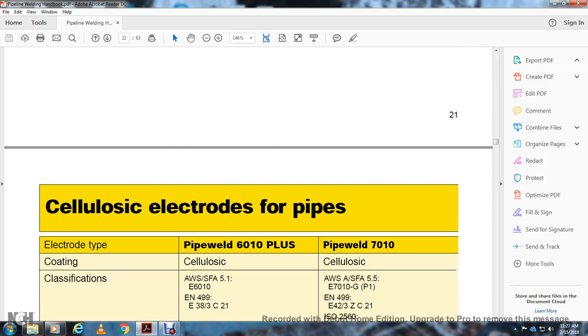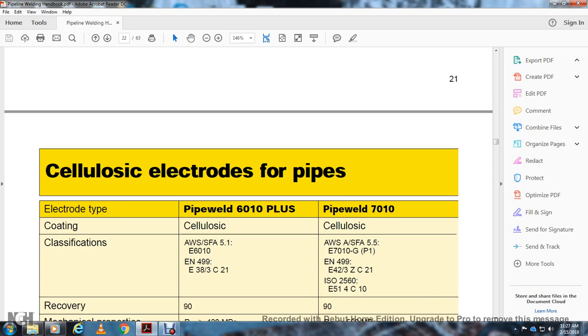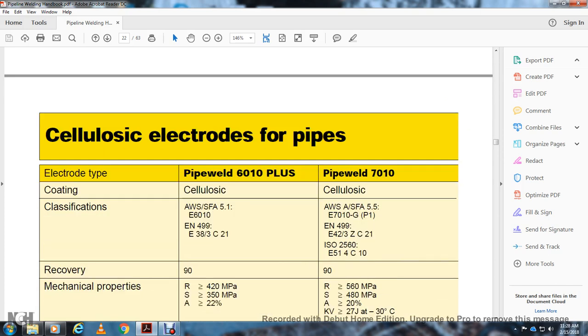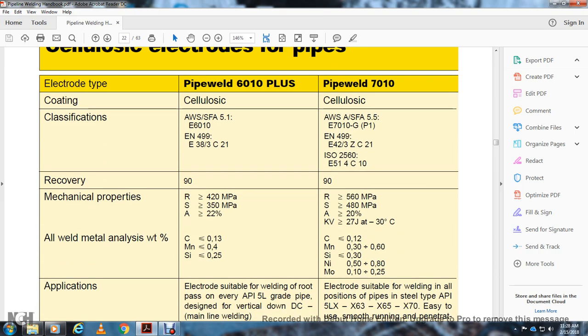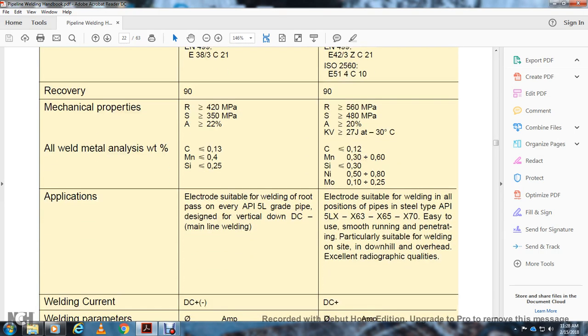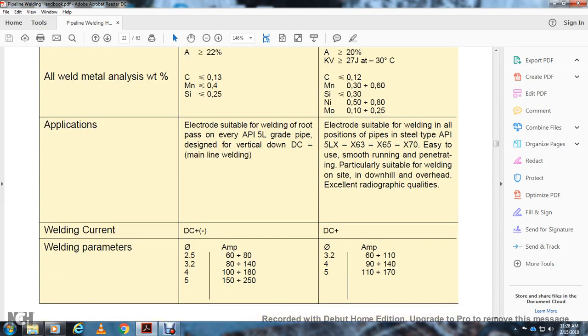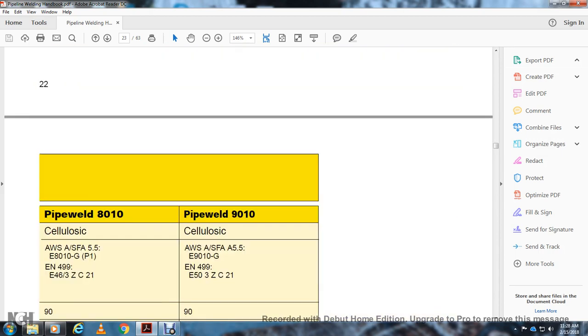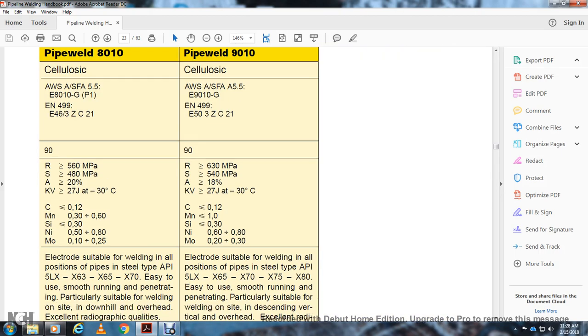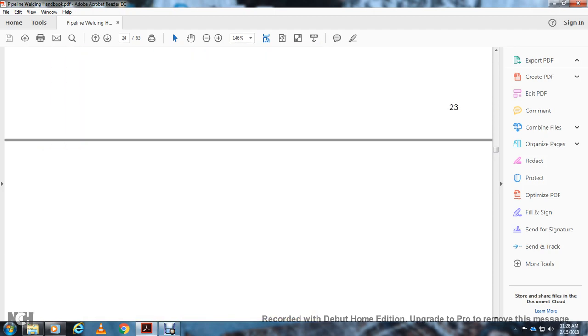Cellulosic electrodes for pipe: the electrode types are Pipe Weld 6010 Plus and Pipe Weld 7010. The coating is cellulosic. They have the American classification, American Welding Society, and the electrode recovery, mechanical properties of the weld metal, analysis by weight percentage, applications, welding current DC positive reverse and negative, and DC reverse welding parameters. Then the pipeline weld 80-10 and 90-10 cellulosic, and the same thing.